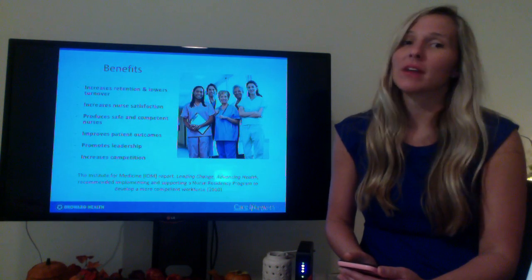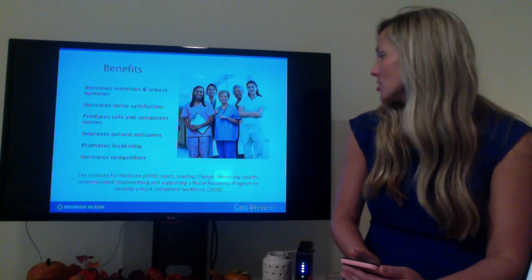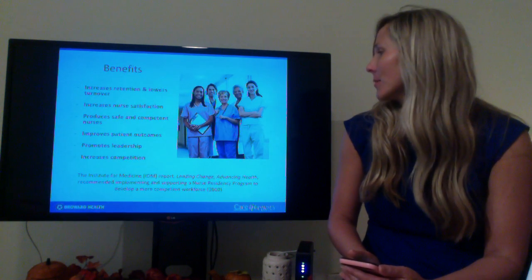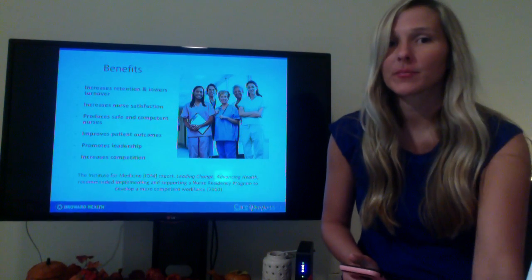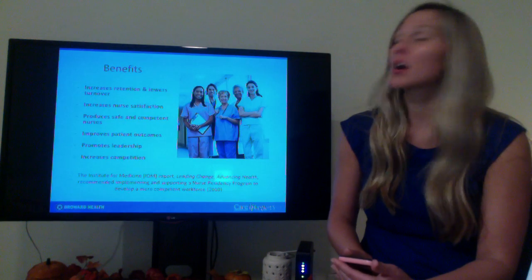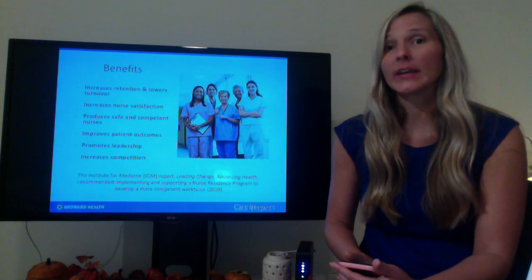The Institute of Medicine back in 2010 said in a report, Leading Change, Advancing Health, that they recommended implementing and supporting a nurse residency program to develop a more competent workforce. So we're a little bit late in the game, but we need to get on it.